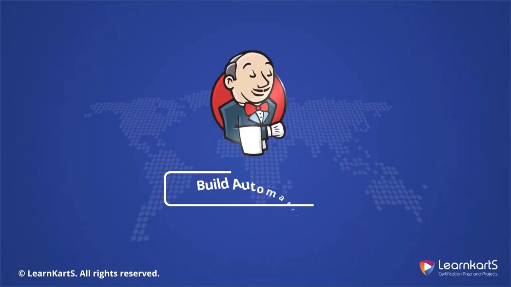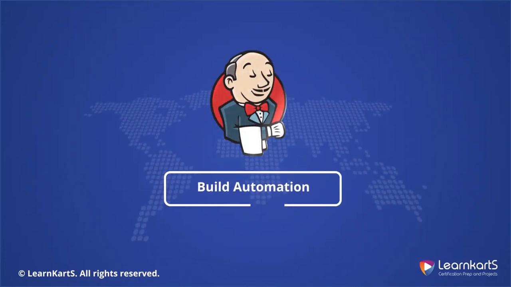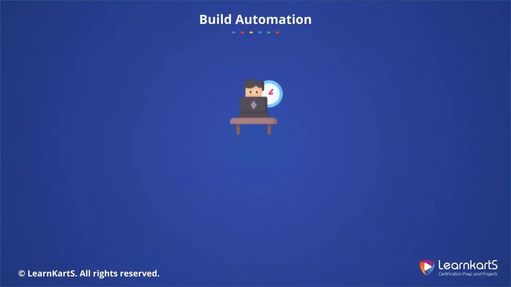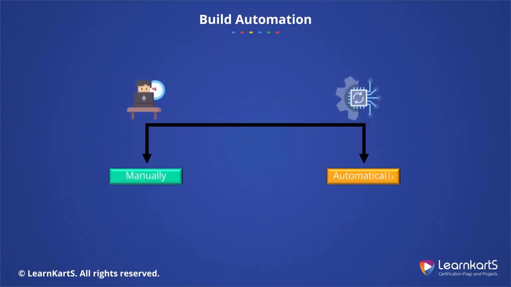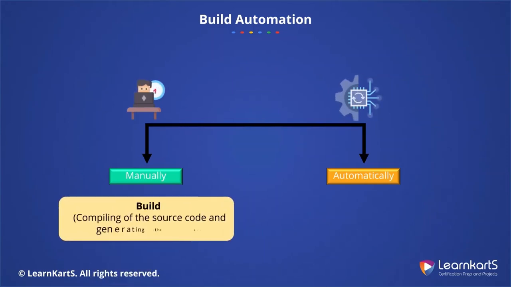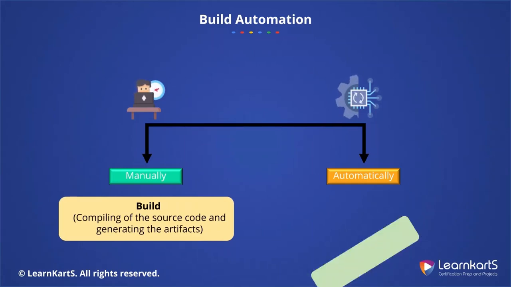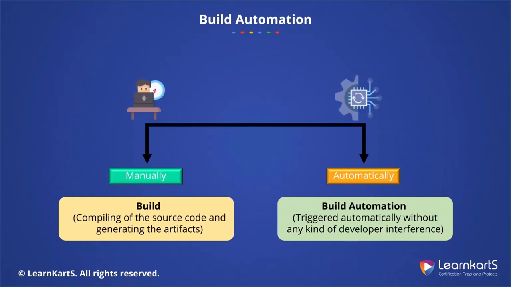Now, what is build automation? Definitely, we don't want the build to be triggered manually. The developers were already doing this manually earlier, but now we want to follow the new automation trend, where we see how we can automate this. The build process is just compiling the source code and generating the artifacts. Build automation is just an automated way of doing it without any developer interference. That's all that build automation provides.